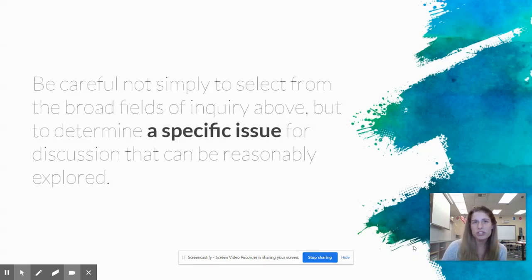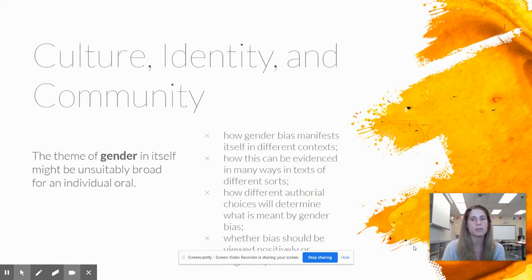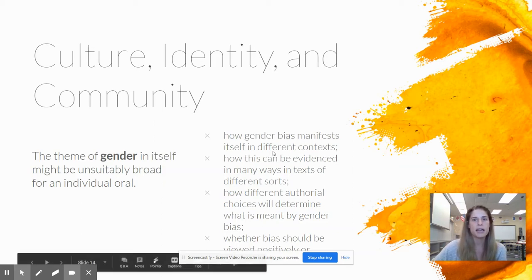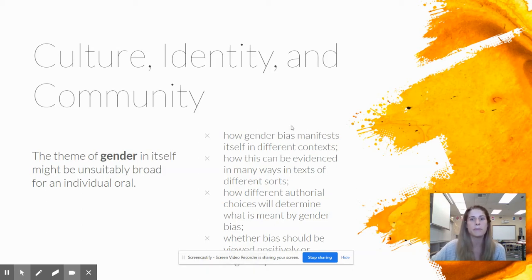So what you're going to make sure not to do is just select a topic like feminism from the topics above. Instead, you're going to determine a specific issue for discussion that can be reasonably explored. So here's an example. With community, culture, and identity, the theme of gender might be too broad. So instead, these topics are more narrow, and this could be what I explore in my global issue. So how gender bias manifests itself in different contexts, how that could be evidenced in many different ways, how different authorial choices will determine what is meant by author bias.